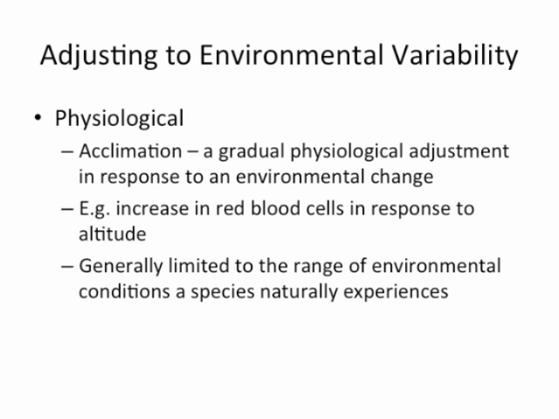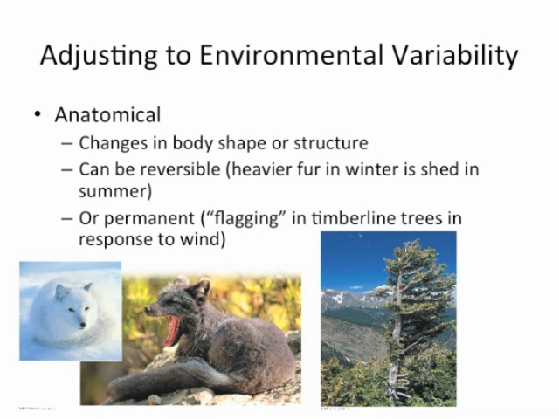Other things organisms might do is there might be anatomical adaptations to environmental change. So could be changes in body shape or structure that can be reversible. Here's one example, the Arctic fox. Arctic foxes actually have two different hair colors. In the winter, they're going to be white. In the summer, they're black. So they'll actually regrow fur of a different color seasonally.